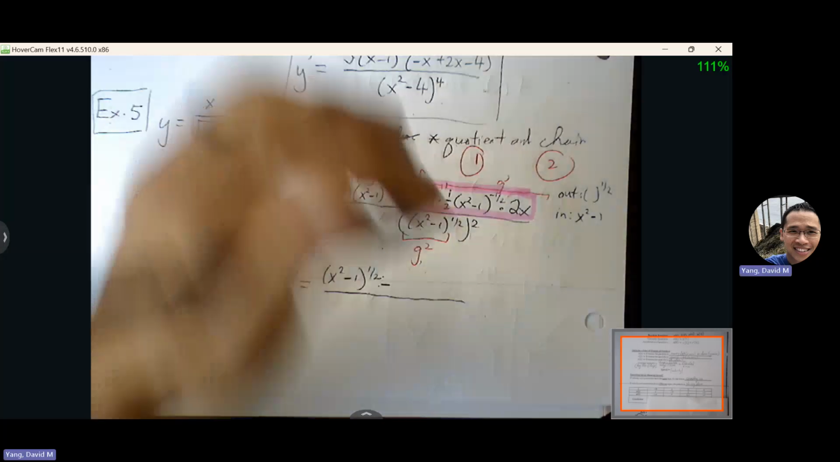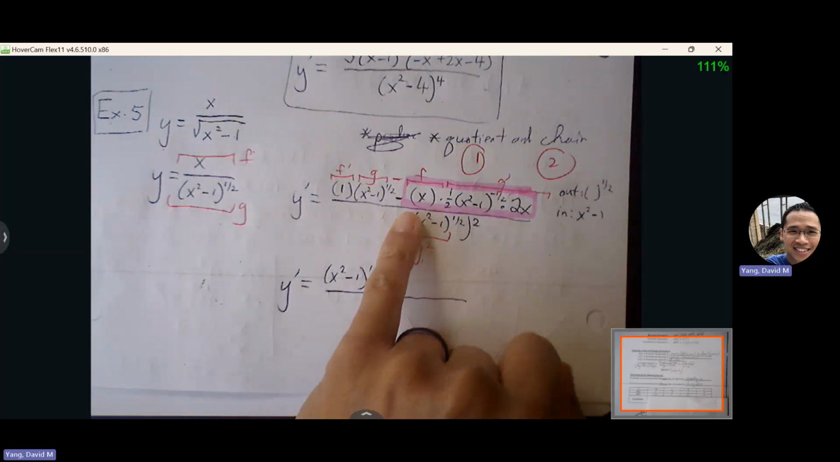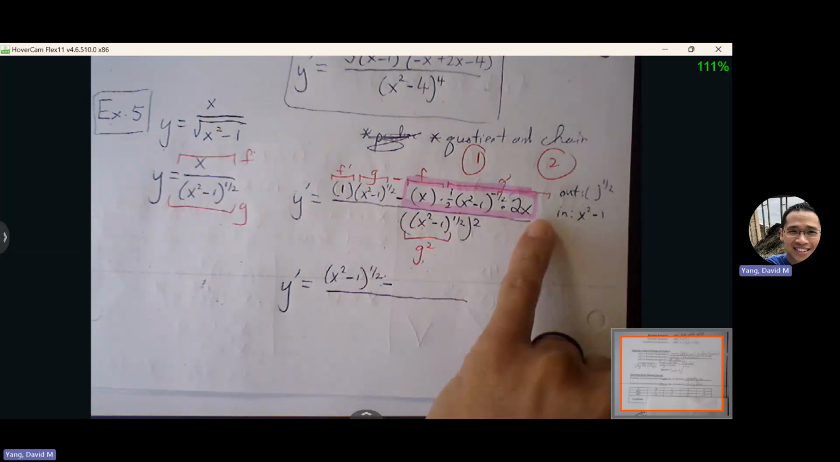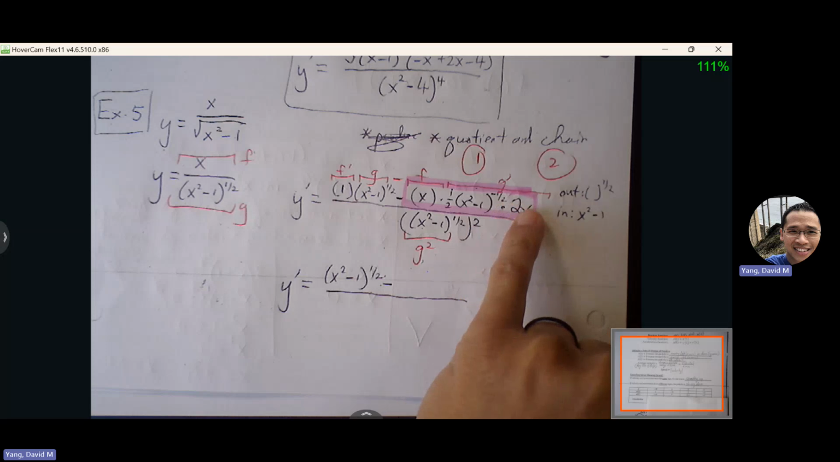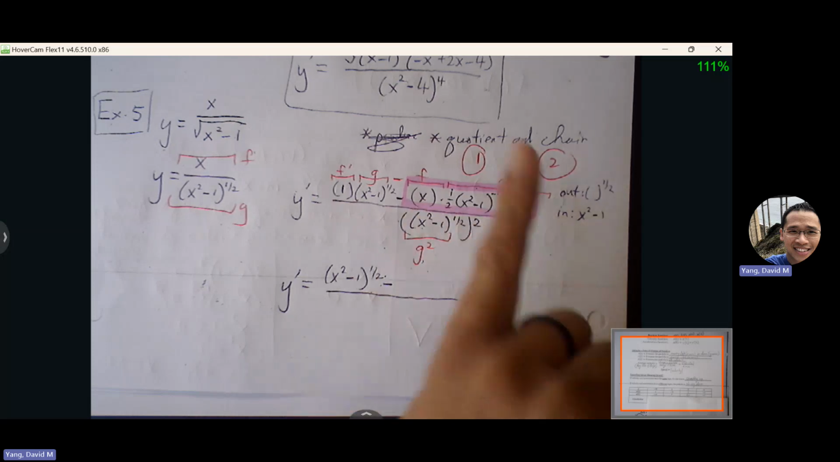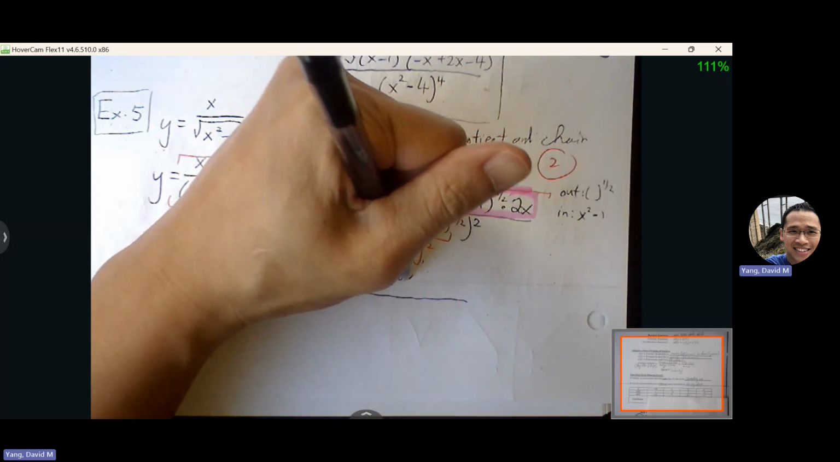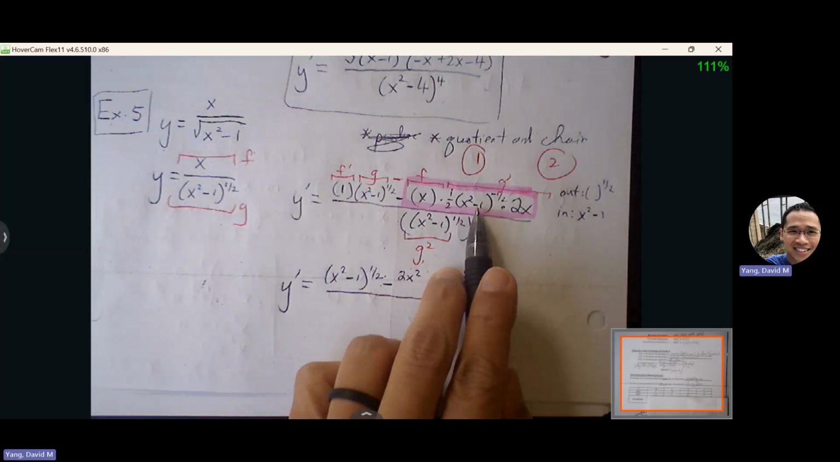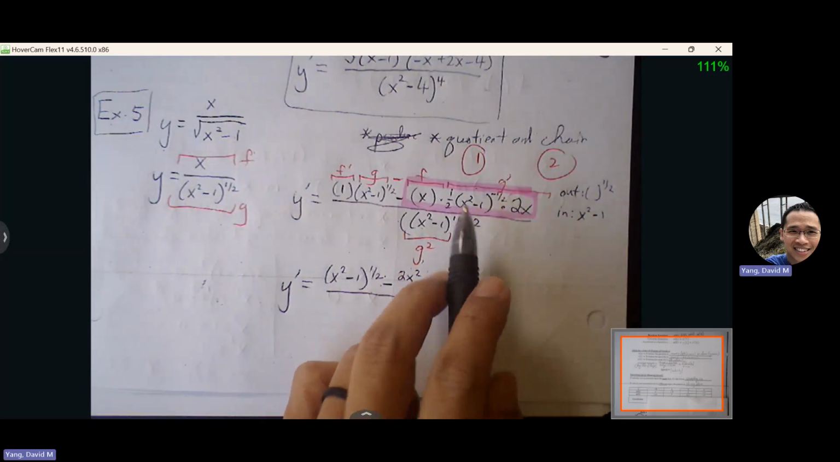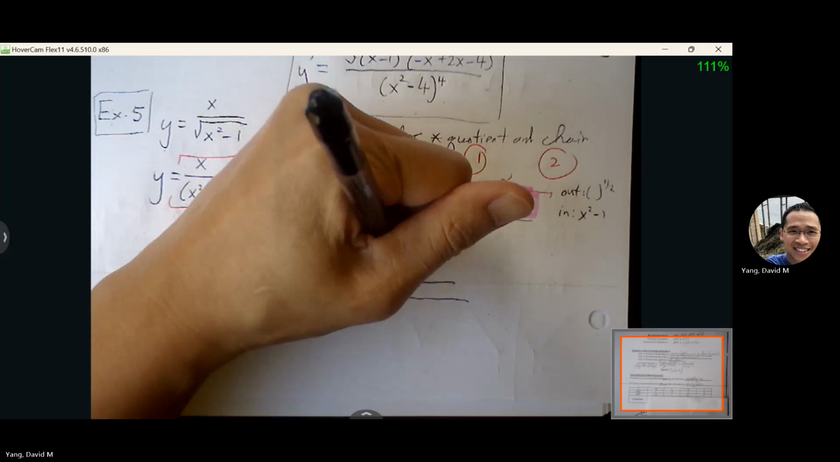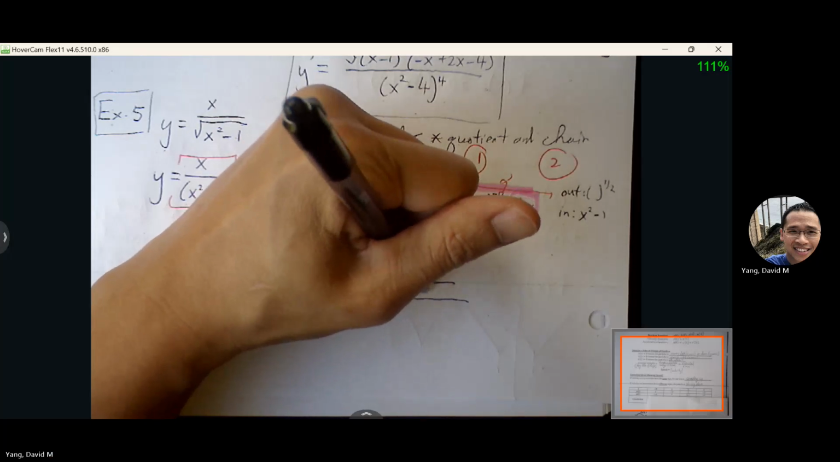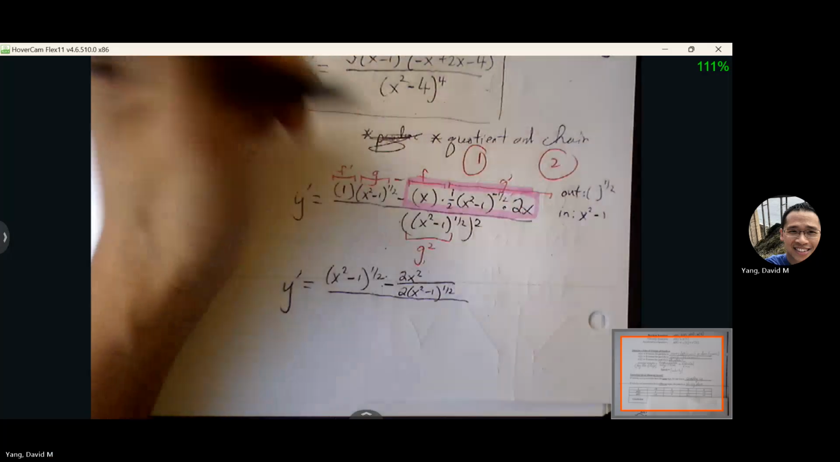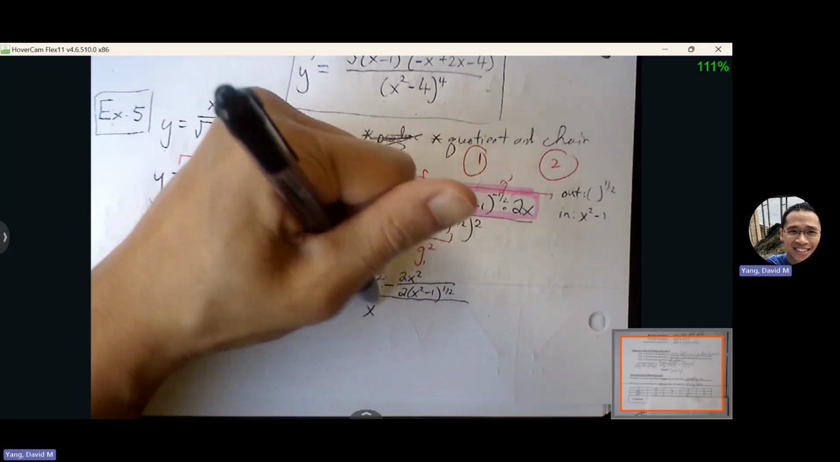So here, I'm going to put the numerators and denominators together. So the x, the 2, the x will all go in the numerator. So I get 2x squared. The 1/2, the x squared minus 1 to the negative 1/2, all that's going to go in the denominator, all over x squared minus 1.